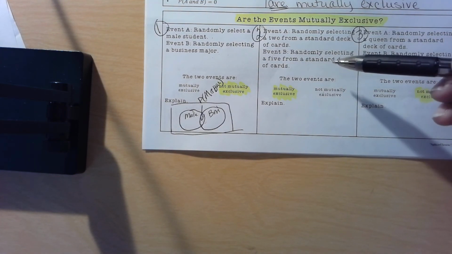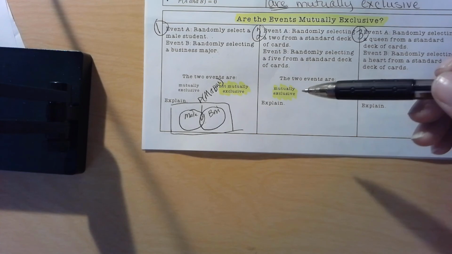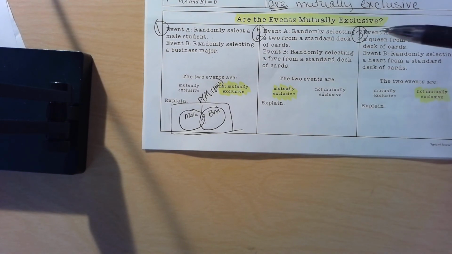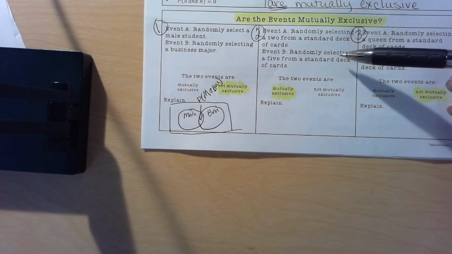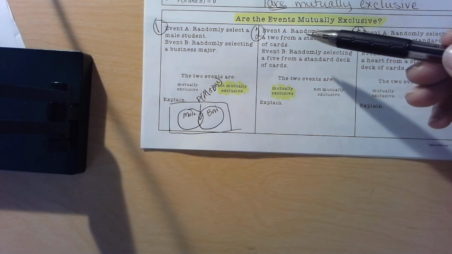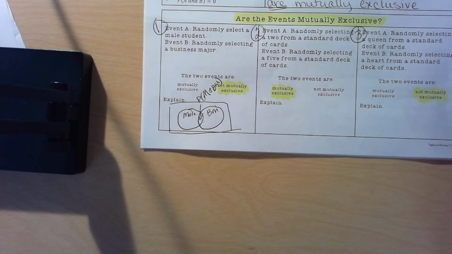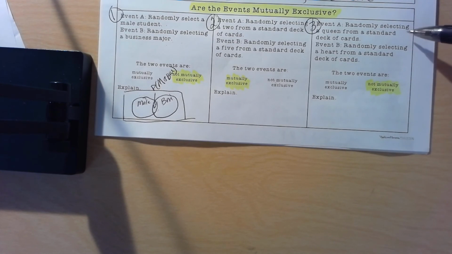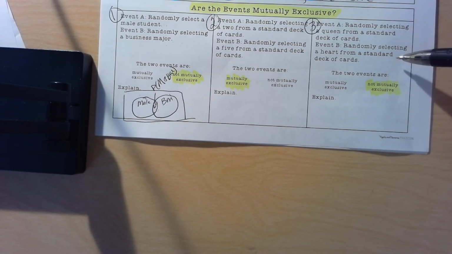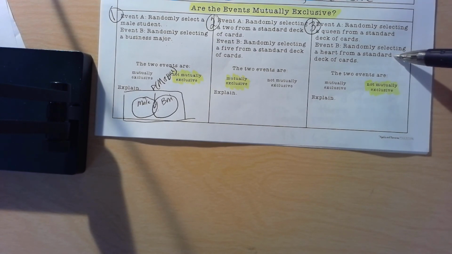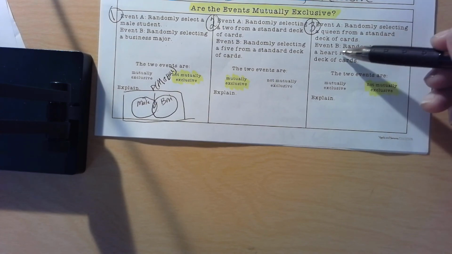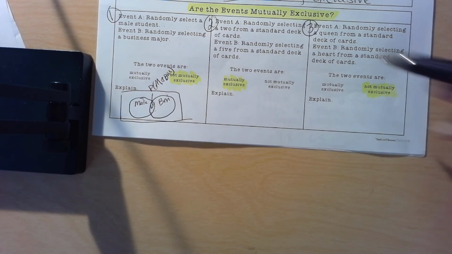This is not the same thing as being independent or dependent. They are totally separate concepts. They're not saying that this one is dependent on that one or vice versa. They're saying, can you do them at the same time? Okay, randomly selecting a queen and randomly selecting a heart at the same time. Yes, there is a queen of hearts, so that's not mutually exclusive.